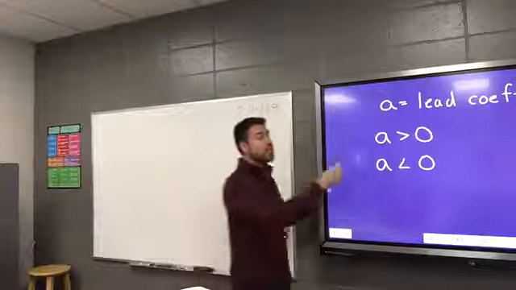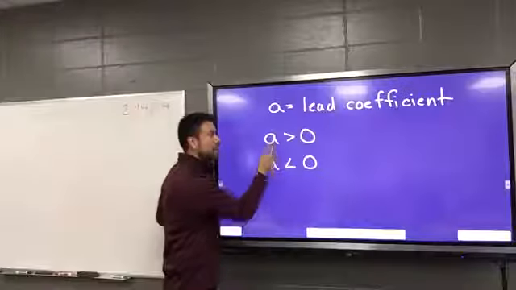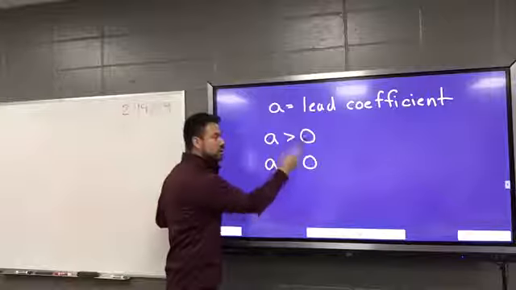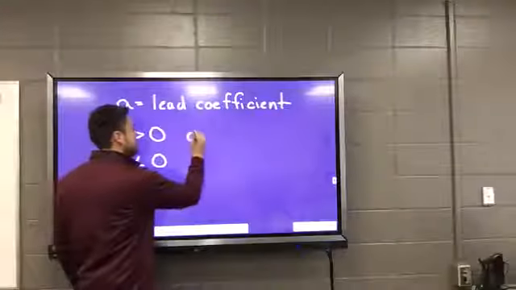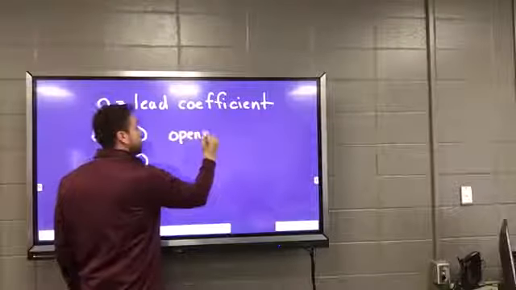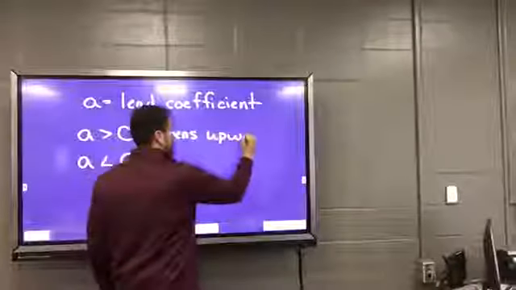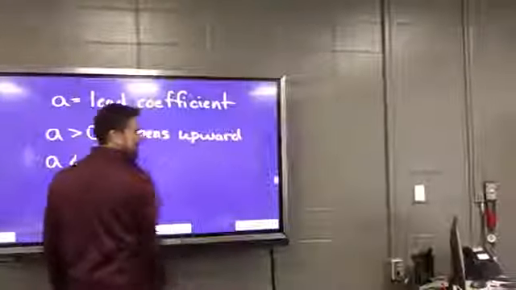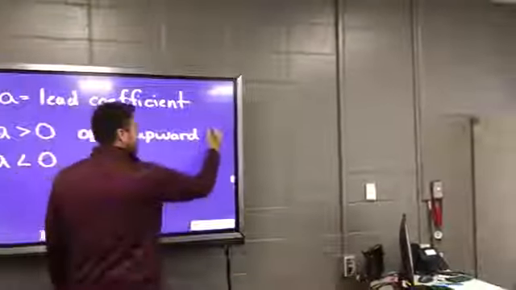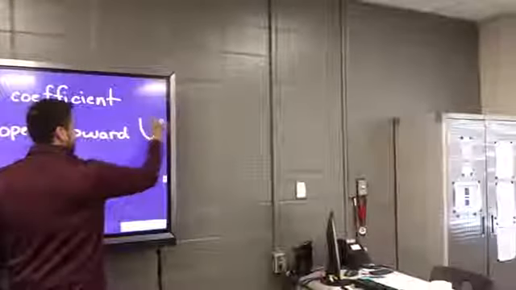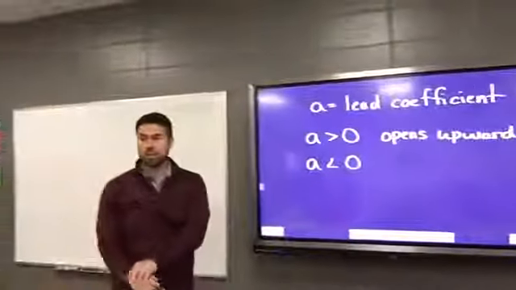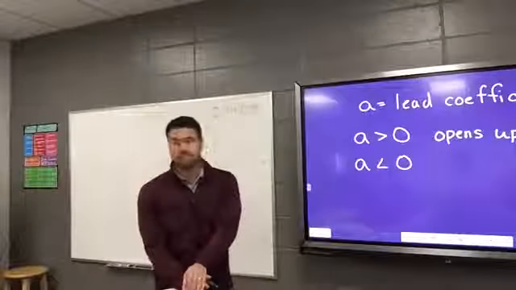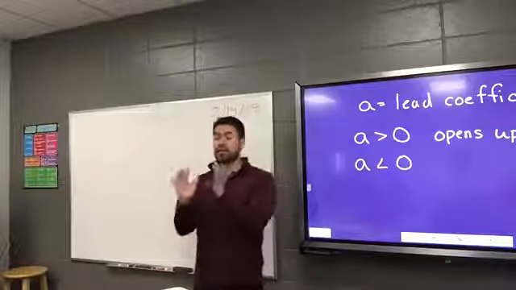Okay, so here I have a parabola where the lead coefficient is greater than 0. I know what kind of parabola it is. It's a parabola that opens upward. It opens like that. That's an example of an opens upward parabola.